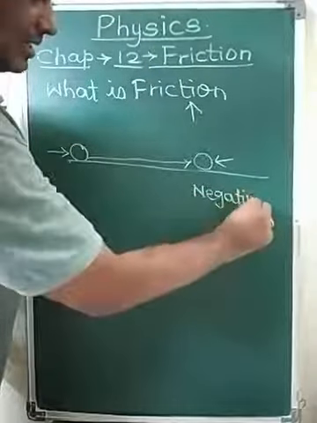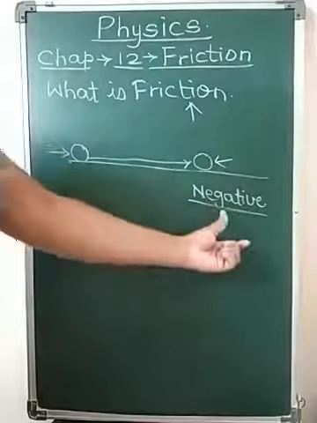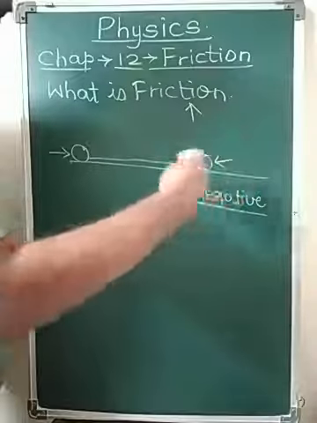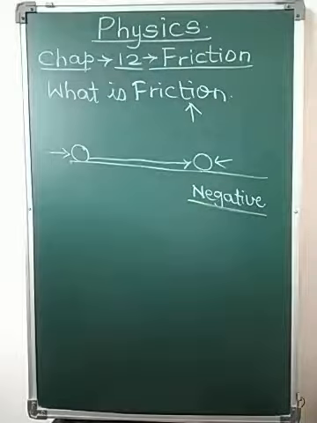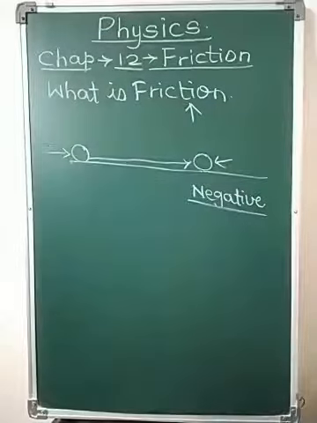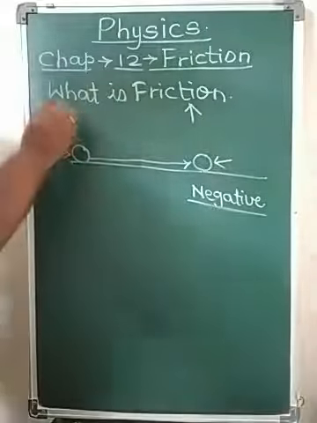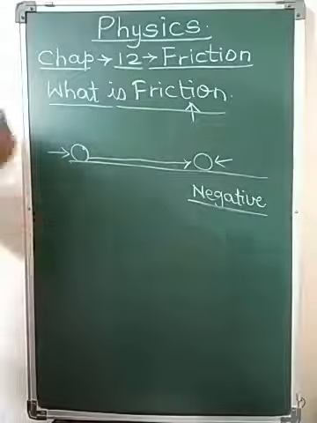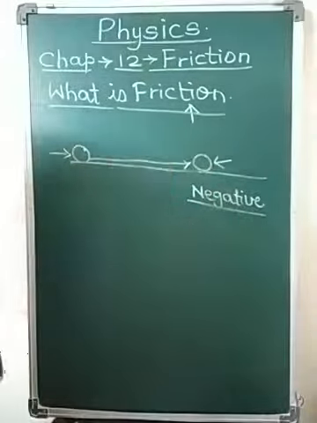When you go to higher classes, you will come to know that friction is termed a negative force. Why negative force? Because it acts in the opposite direction of the object. Okay, so this is what is called friction force. So after explaining this, we come to a conclusion: what exactly is friction? Friction is a force which acts in the opposite direction of a moving object.